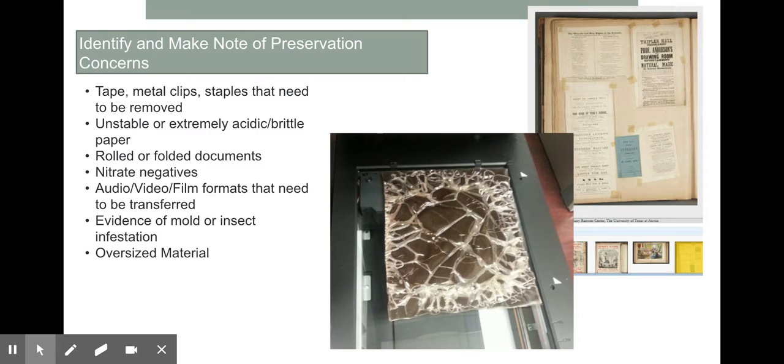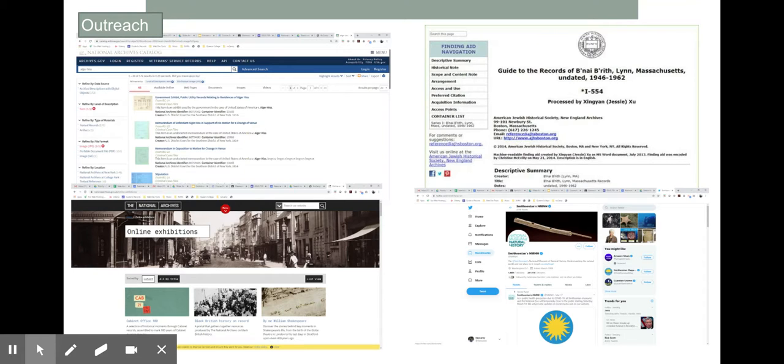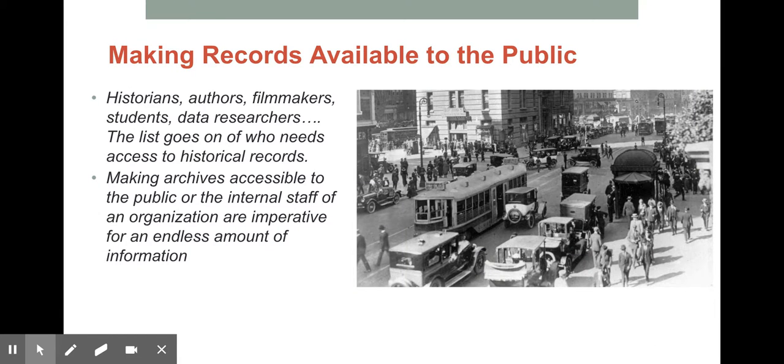We'll also talk about identifying preservation concerns and how to deal with them. We'll also discuss the various ways to document and share the archive collections, from traditional finding aids and catalogs to more innovative online exhibits, social media, and sharing collections through things like APIs. So making records accessible to the public is a big part of being an archivist.